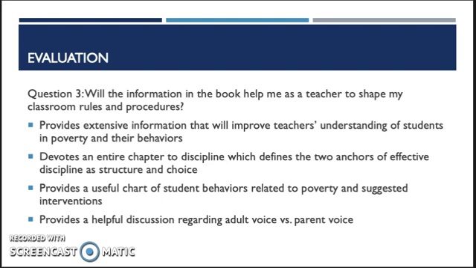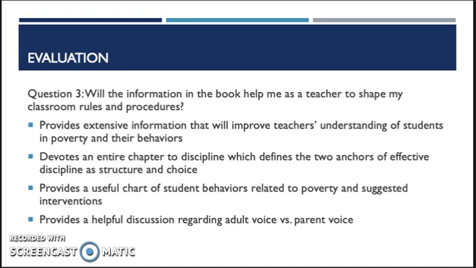The book also devotes an entire chapter to discipline, in which it defines the 2 anchors of effective discipline as structure, clearly communicating expected behaviors and probable consequences, and choice, as students always have the choice to follow or not to follow expected behaviors. This is a basic tenet of classroom management, but the book explains that it is especially necessary for students in poverty to understand that they have a choice as they have a keen need for independence.